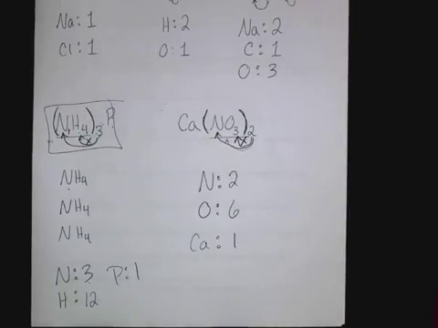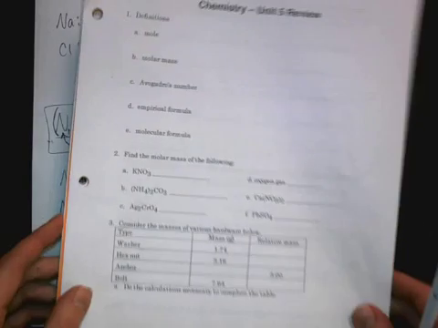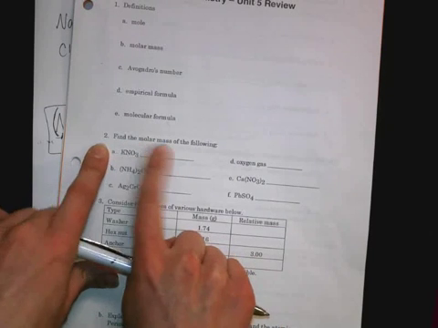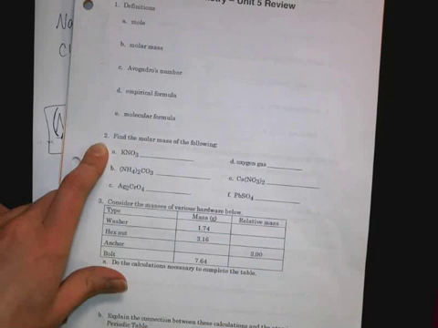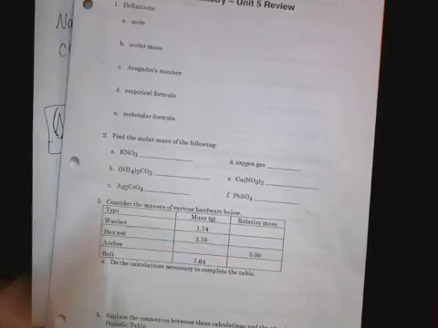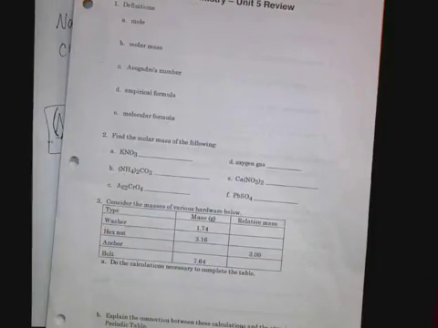Hope that was helpful. If you wanted some practice, it ties into calculating molar mass. It shows up in your review guide here, number 2. Here we're calculating molar mass though, but you need to be able to know how many nitrogens we have and how many hydrogens we have in order to calculate molar mass. Molar mass is my next video.